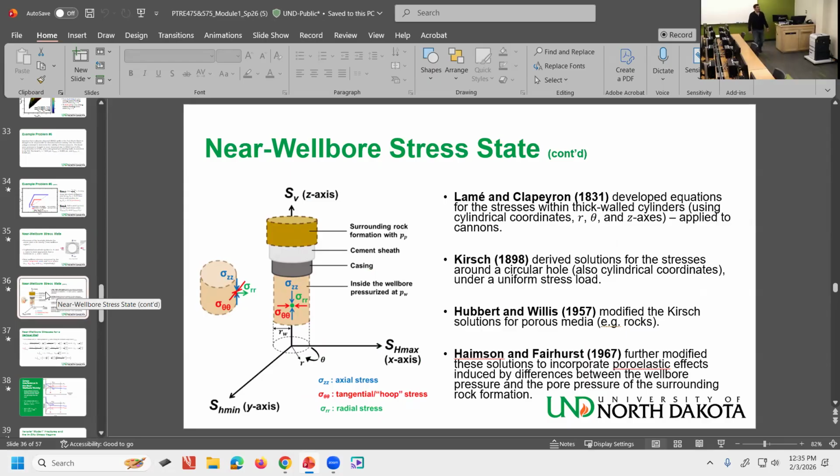The same idea started with people doing work in cannons, for cannons, and then slowly we moved to geology related settings. Hubbard and Willis were geologists, and then Kirsch, and then Haimson and Fairhurst, who were geomechanicists from the University of Minnesota. Even today, even my students have their own equations, and you can add as much complexity to those as you like, but it gets mathematically very ugly.